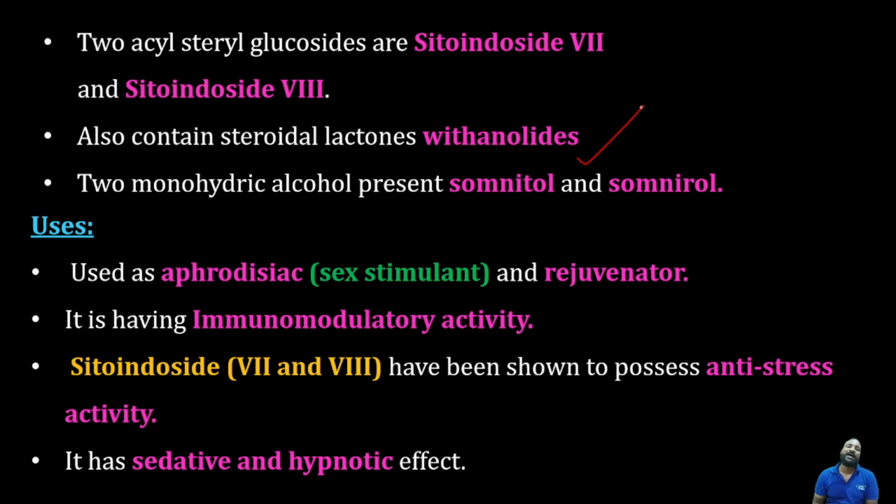Sometimes they may ask questions like: what are the steroidal lactones in Withania somnifera or ashwagandha? The steroidal lactone-containing compounds in ashwagandha are called withanolides. And the two monohydric alcohols present are somnitol and somnirol. So these are alcohols, steroidal lactones and their glucosides, and alkaloids.